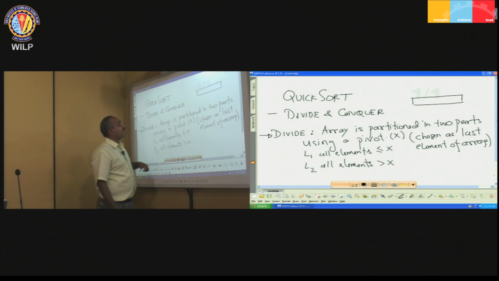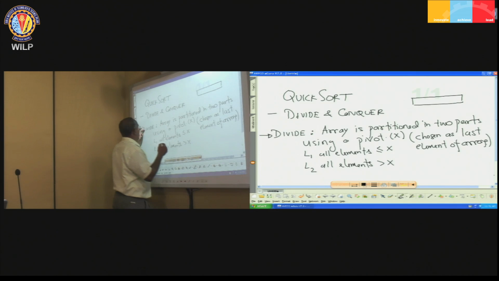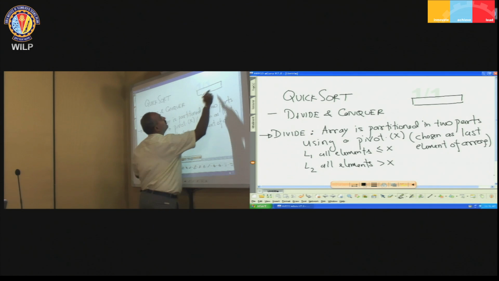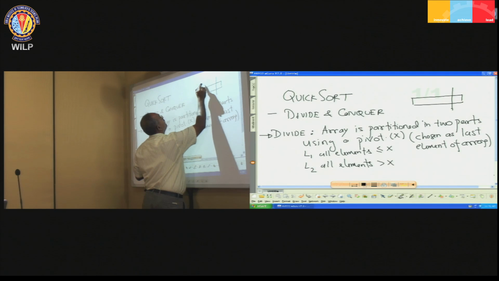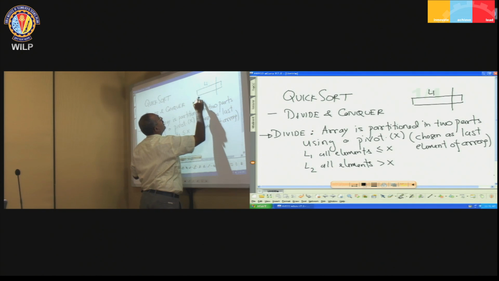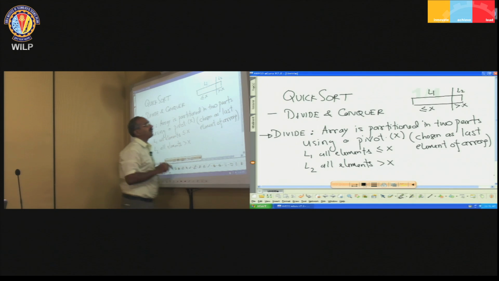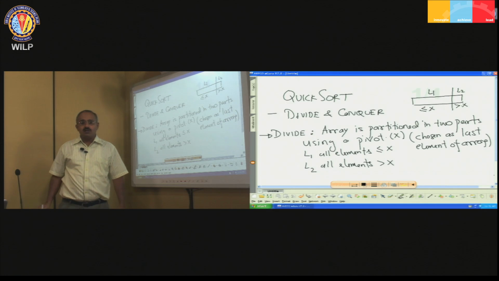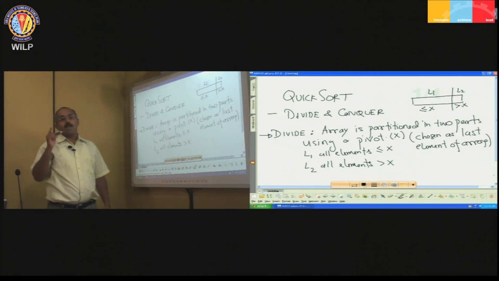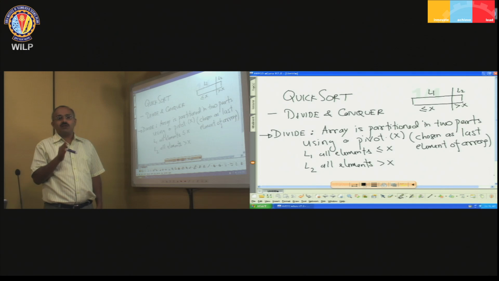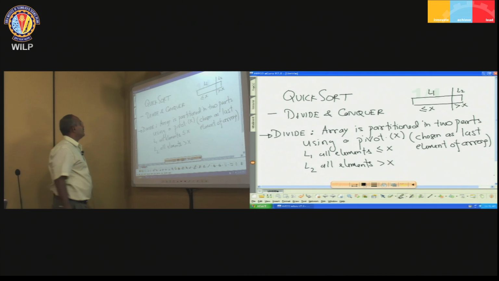So, we are dividing the array into parts L1 and L2. This is L1, which has all elements less than or equal to x. This is L2, which has elements bigger than x. So, what we have done is, given an array and a pivot element, partitioned the array into two parts: all elements less than or equal to x, followed by all the elements bigger than x.